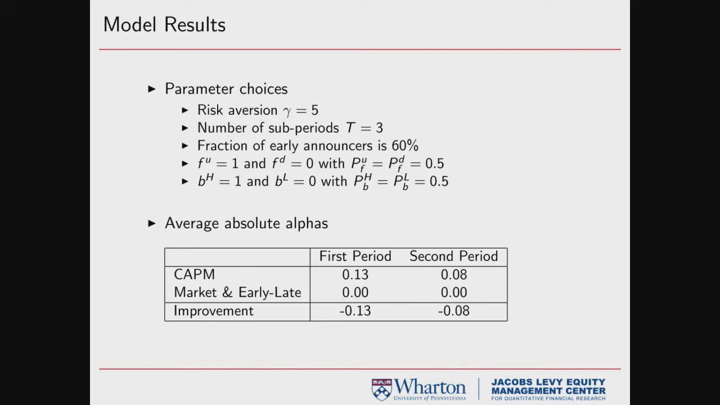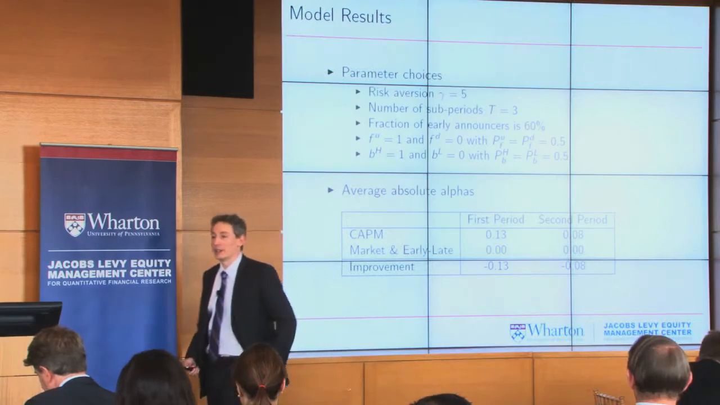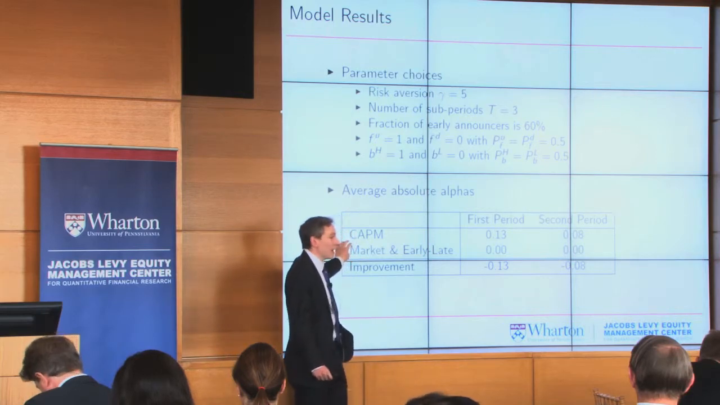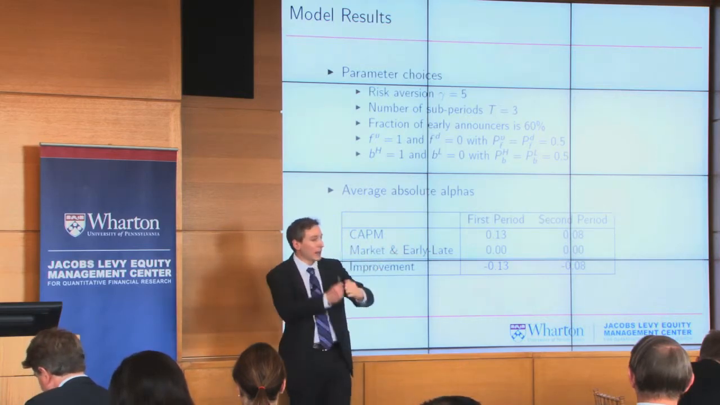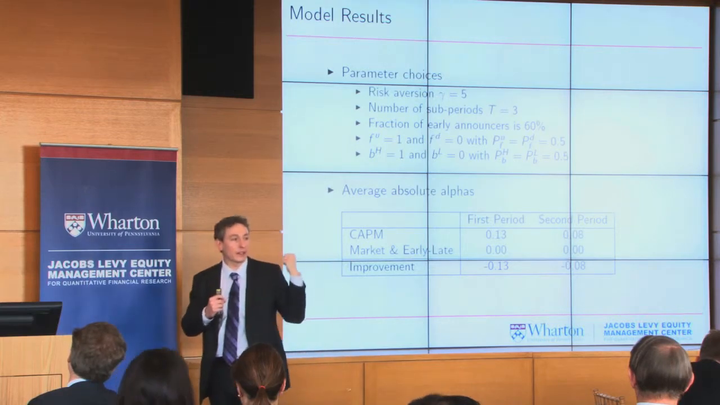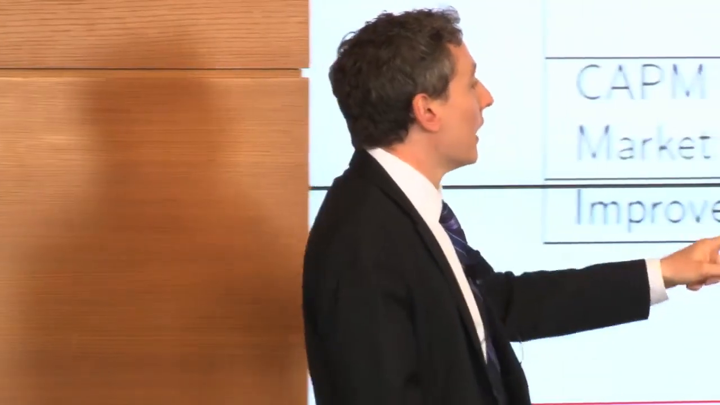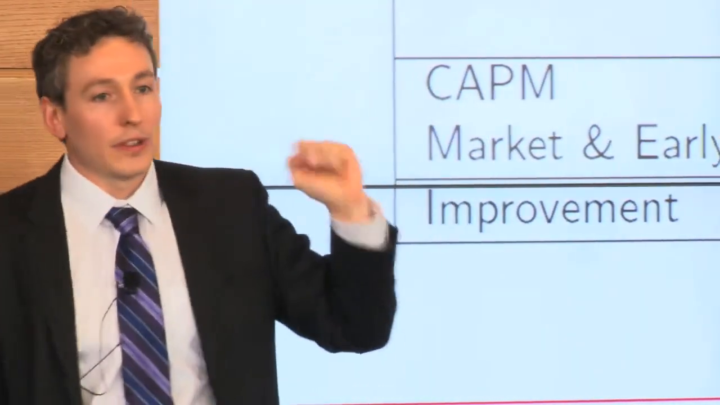The key result here is that when we look at how the CAPM prices these assets in this model, it fails, and it fails in a very particular way. We have alphas across both periods, but we have much larger alphas in the first period, when the main information event comes out. If we supplement our market model, the CAPM, with an early minus late factor, to capture how these early announcers behave differently than these late announcers, what we get is this does price assets. And by looking at the bottom row, we see the vast majority of the alpha improvement comes in the early announcement period.